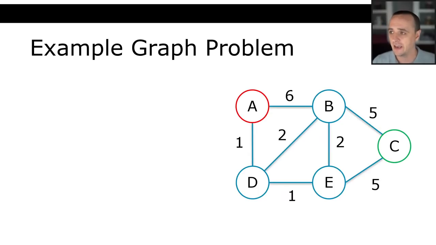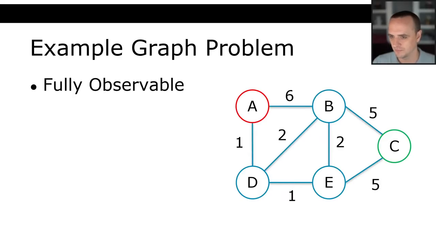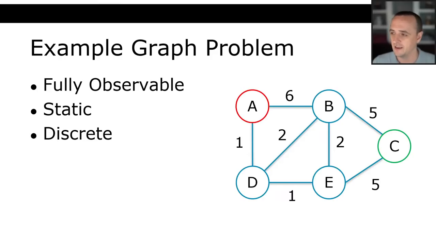So if I gave you this exact problem on an exam, and I said, I want you to describe the properties of this environment for me, you would say it's fully observable. There's no hidden information. It's static, so there's no randomness. It's discrete, meaning that each state is its own independent state. It's deterministic. There's no randomness. Okay. Sorry, static. Yeah, static versus dynamic. So static here, I said no randomness up here.